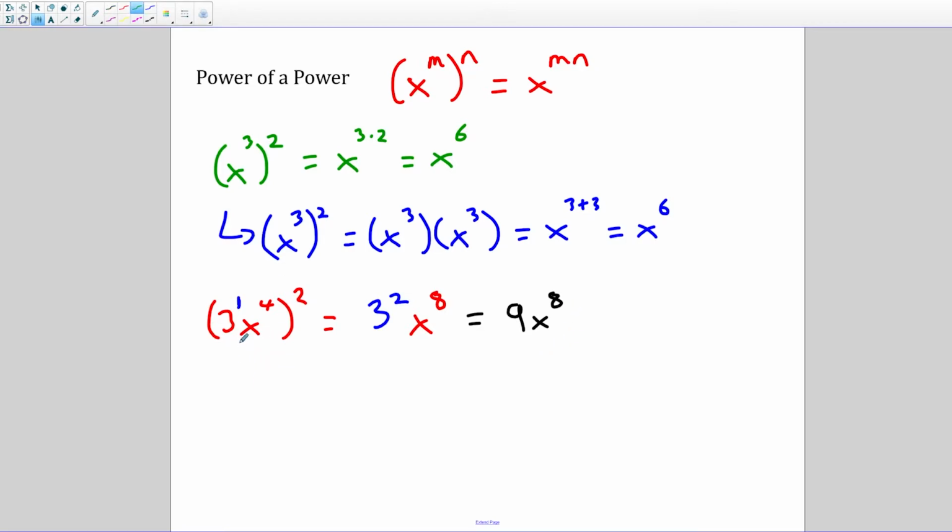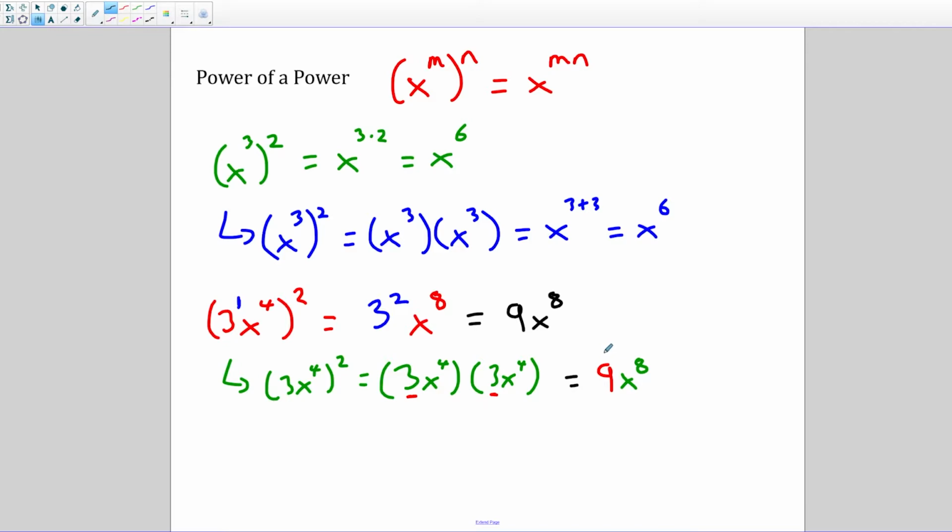So you might ask again, well, how does that work out? Why does this work? Well, let's examine our example again. 3x to the power of 4, when we square it, is really the same thing as 3x to the power of 4 times 3x to the power of 4. What we need to keep in mind is that we're going to multiply our numerical coefficients together. So I have 3 times 3 gives me 9. I have x to the power of 4 times x to the power of 4. And using our product law, that would give me x to the power of 8, which is exactly what we wanted.